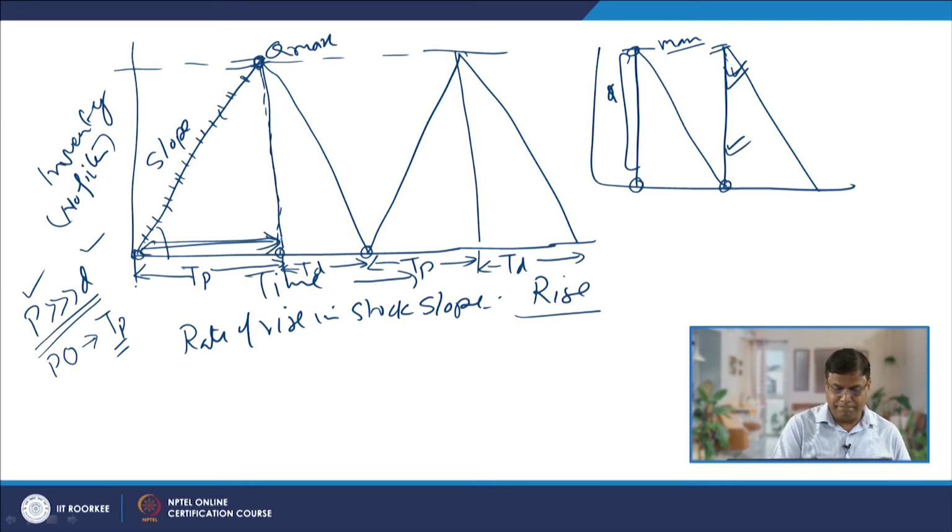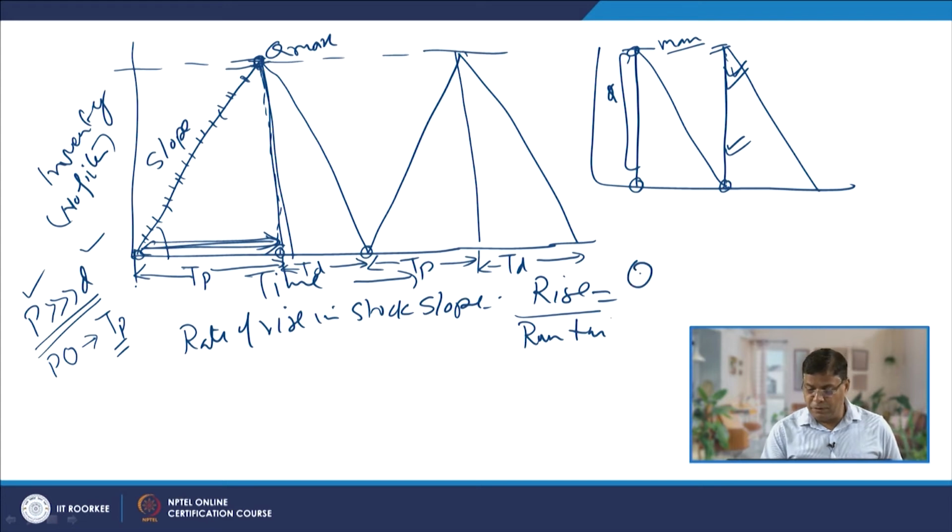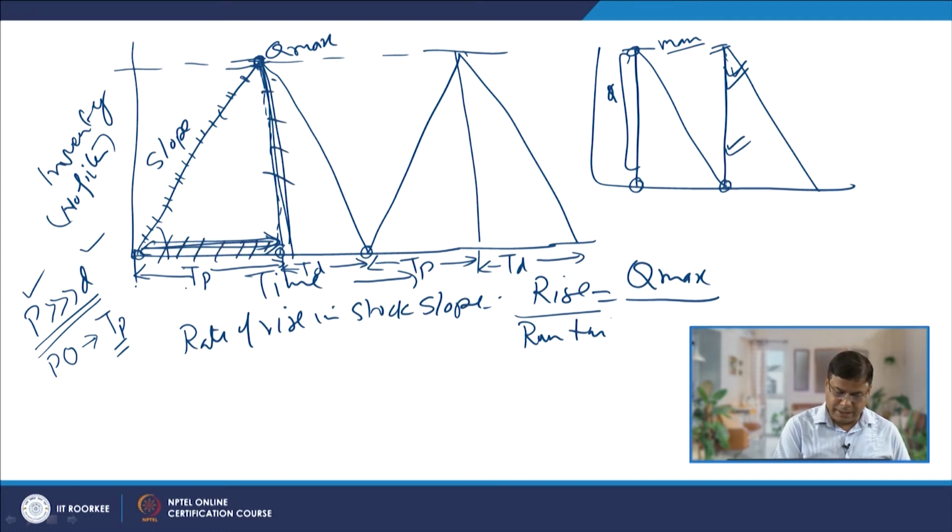So, this vertical length, that is the height Q max, and the time run is the time during which the delivery is being made against the order, TP. The run time is here TP, that is the time during which the inventory is replenished or the items are produced.